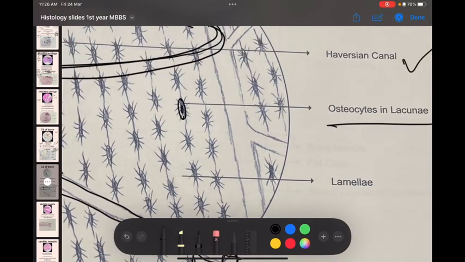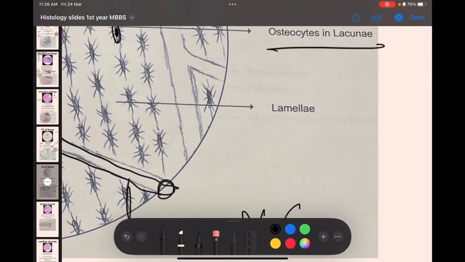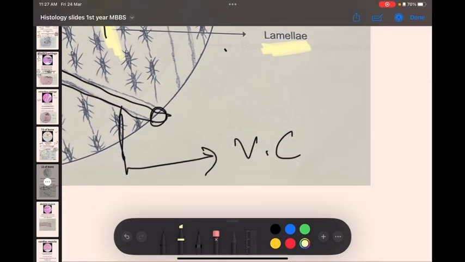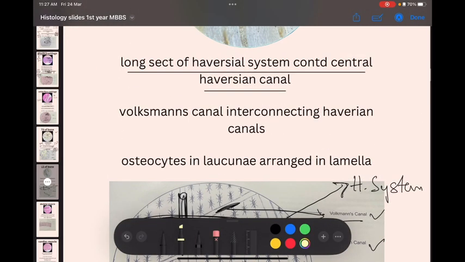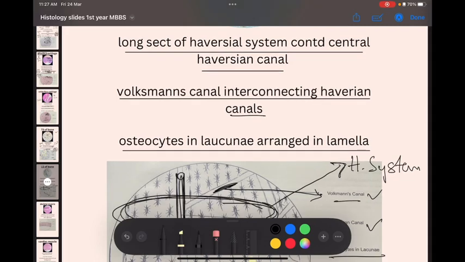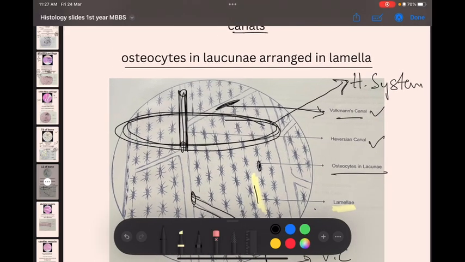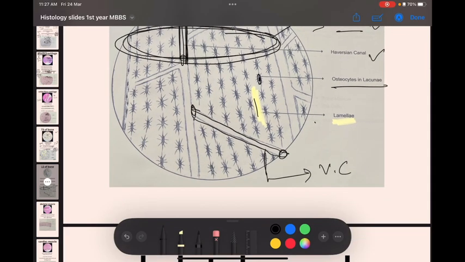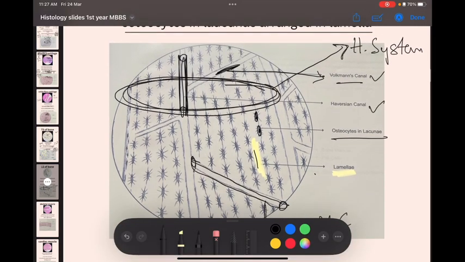Now again, osteocytes in the lacunae. Now this middle region is the lamellae. Very easy, right? Volkmann's canal interconnecting Haversian canals. Osteocytes in lacunae arranged between the lamellae. These are lamellae. Osteocytes are arranged between this thing.